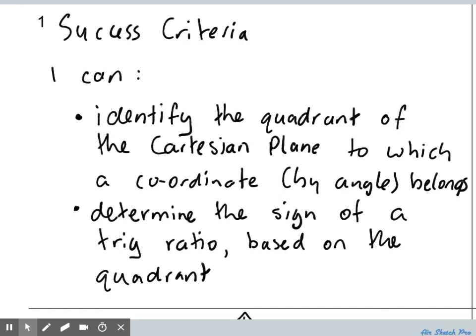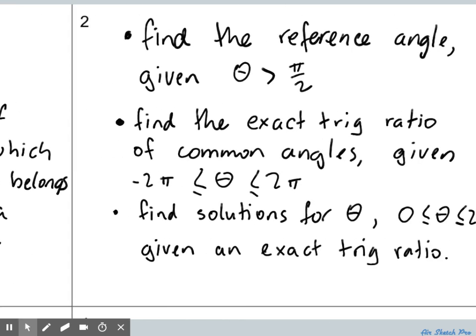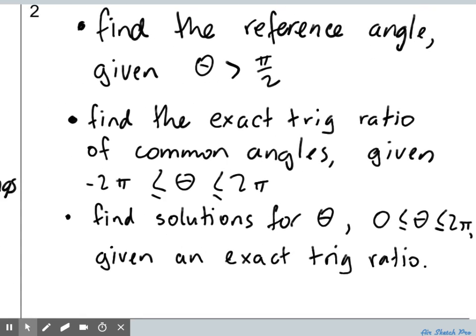And really, that dot point there is saying, don't worry about what the value is. Do you know what the sign is? Do you know what the sign of the trig ratio would be based upon the quadrant? And, told you it was action-packed.